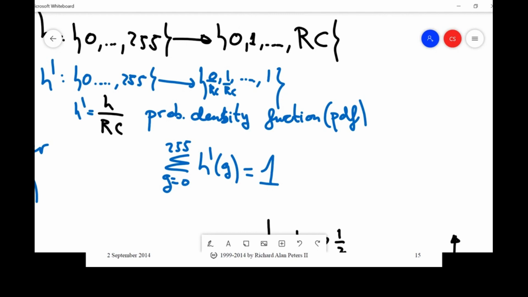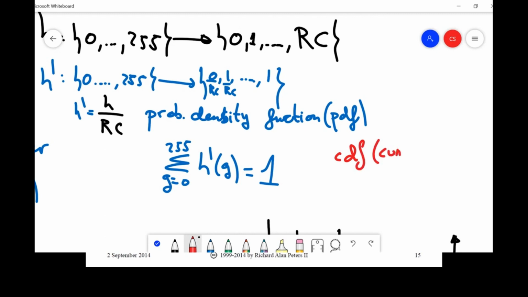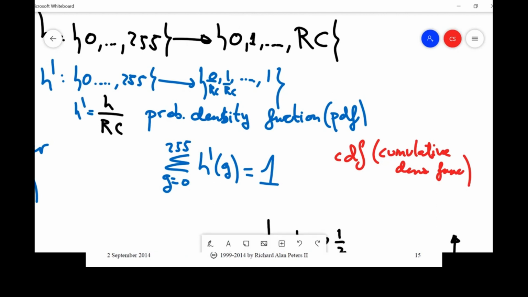That is something also that you know, the cumulative density function, CDF. Okay, let's make it red. So CDF, cumulative density function. Okay, what is the CDF? So the CDF, okay, what is the PDF? The PDF is the probability.